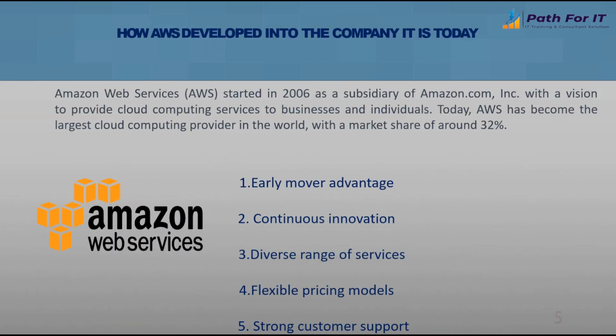Now let's understand how AWS started their company and how they are right now in the cloud industry. We'll understand their history at the same point in time. As you can see, AWS started in 2006 as a subsidiary of Amazon.com with a vision to provide cloud computing services to businesses and individuals. Today, AWS has become the largest cloud computing provider in the world with a market share of around 32%.